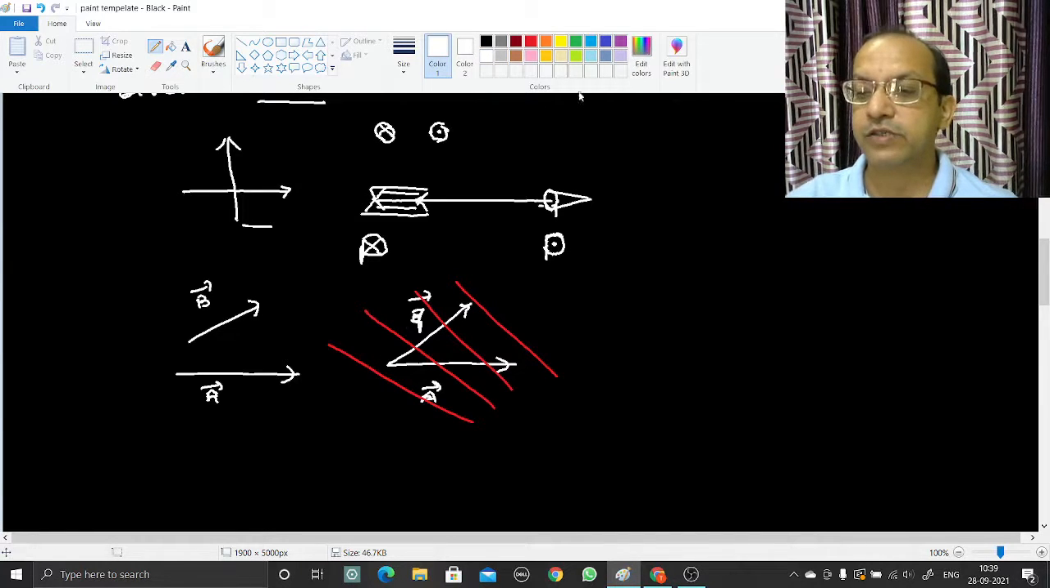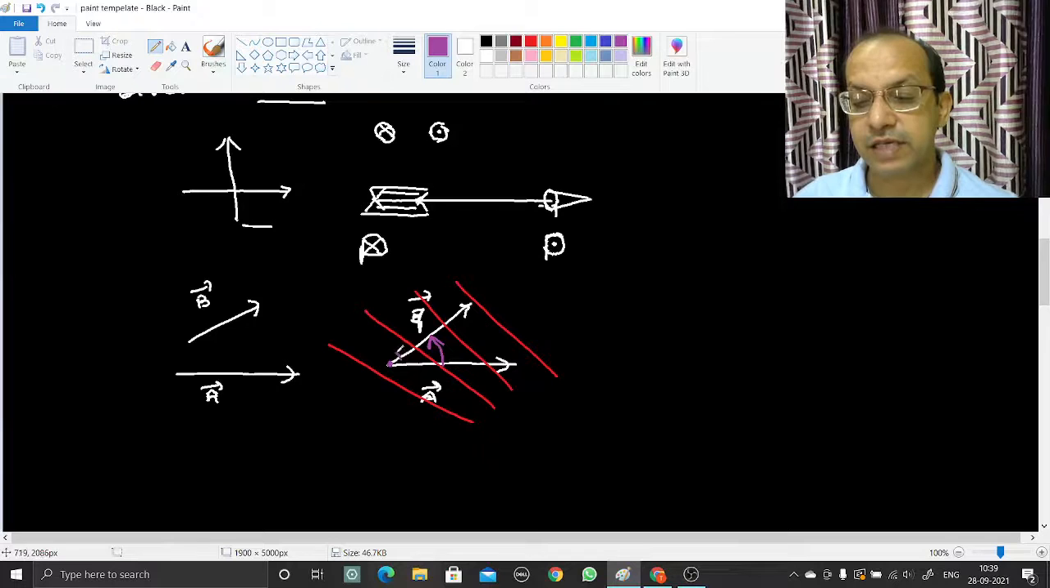Now we will put a screw here, perpendicular to this plane, and we will rotate this screw from A to B in this direction. So we will rotate this screw from A to B. What will happen? This screw will loosen. That means it will come out of the screen, come out of the paper. That means the direction of A cross B will be this one, this dot and the circle. That means it is out of the paper or out of the screen.